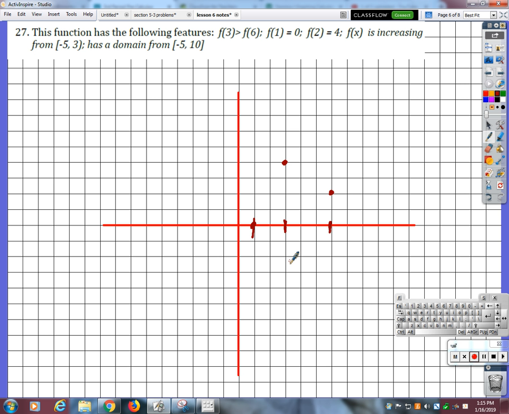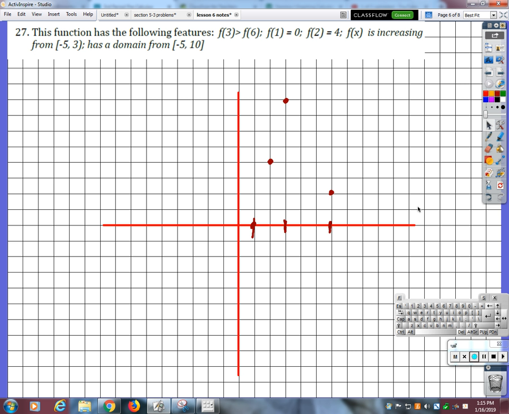f of 2 equals 4. So 2 would go up to 4. Yep, so we might have to move those points. And then f of x is increasing from negative 5 to 3. Do you guys see how I'm going to have to move this point up a little bit because I need it to be going up the whole time? Should I move it up 4 so it lines up with the other one? Like that? Is that nice?